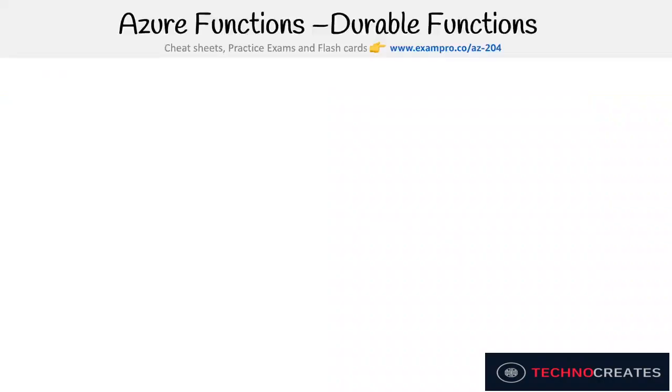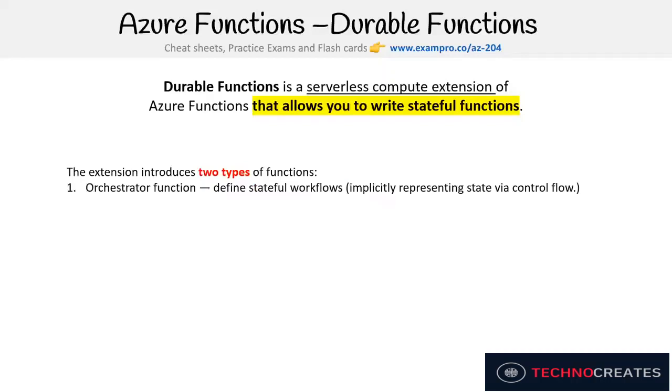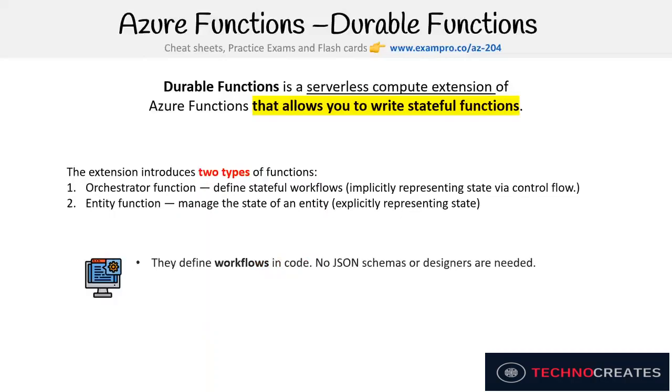Hey, this is Andrew Brown from Exam Pro, and we are taking a look at durable functions. Durable functions is a serverless compute extension of Azure Functions that allows you to write stateful functions. The extension introduces two types of functions: orchestrator functions, which define stateful workflows implicitly representing state via control flow, and entity functions, which manage the state of an entity explicitly representing state. They define workflows in code, so no JSON schema or designers are needed.